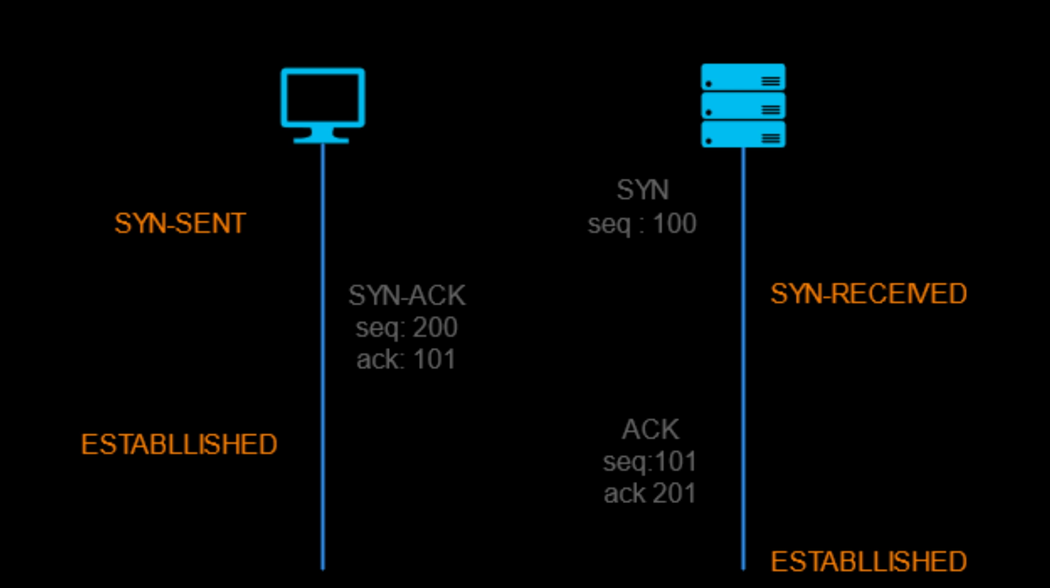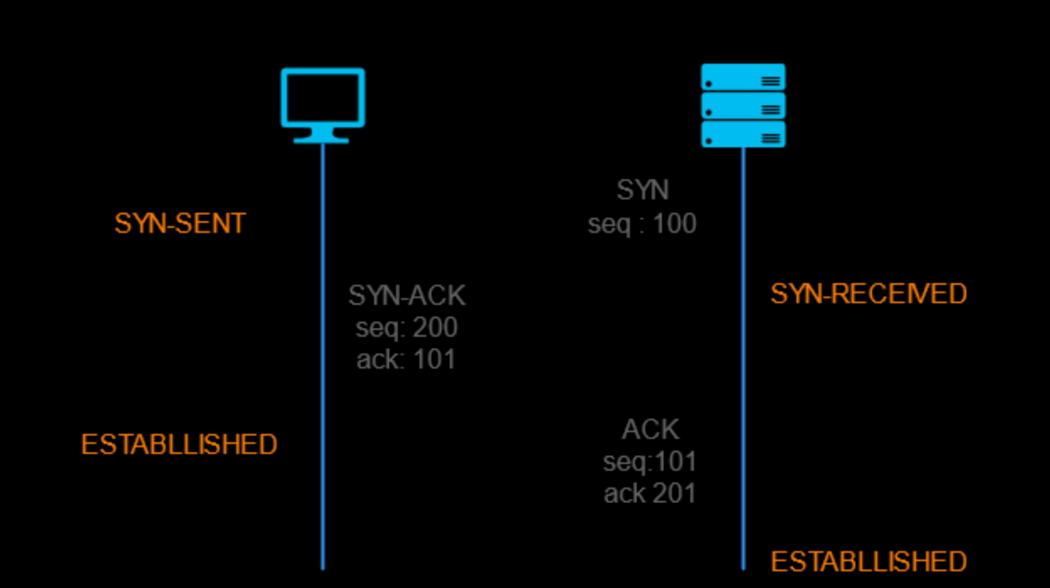Finally, the client sends an ACK packet back to the server, confirming receipt of the server response and completing the connection establishment. This process ensures reliable communication between the client and server by synchronizing sequence numbers and establishing a reliable channel for data transmission.